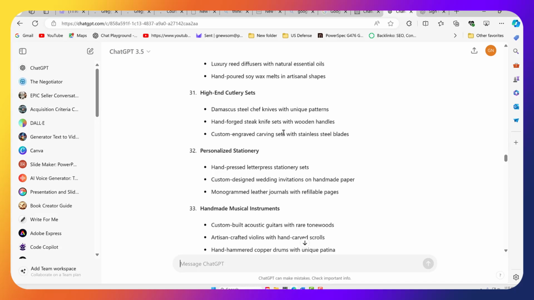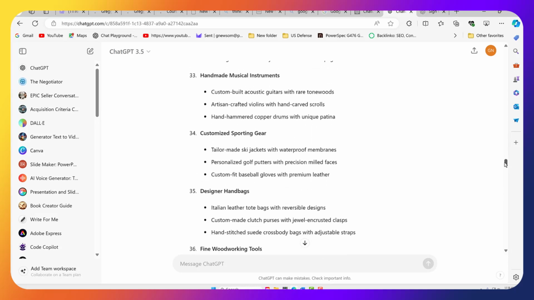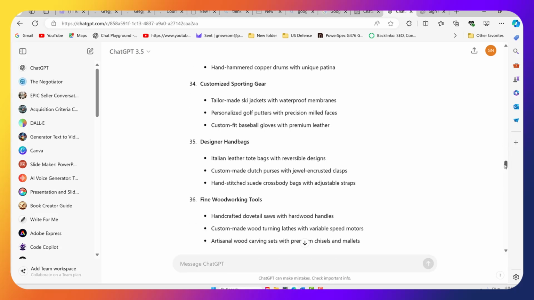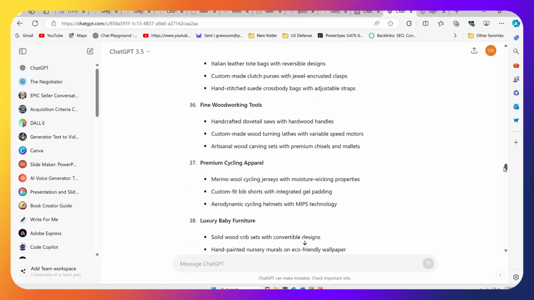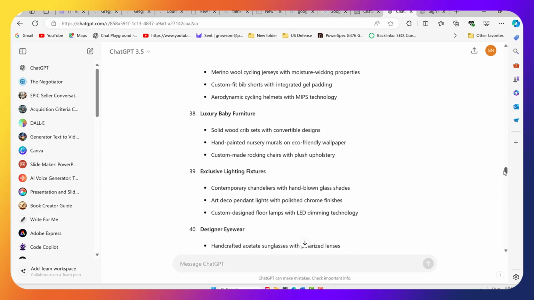Make sure you read the policies on both Shopify and Google, because you may end up with something like steak knives. Even though they're good, they may be putting some restrictions on that because of concerns of national security or something. Customized sport gear, I hadn't thought of that one. Designer handbags, okay. Woodwork tools, excellent. And then cycling apparel, baby furniture, solid wood cribs. Some of these are going to be expensive and probably not available at your normal stores. And this one's very good.